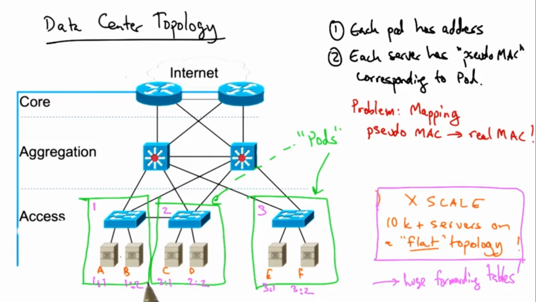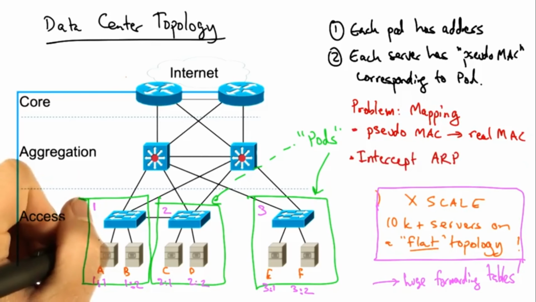Now, in such a data center topology, of course, these hosts are unmodified, so they're still going to respond to things like ARP queries with their real MAC addresses. So we need a way of dealing with that, as well as a way of mapping pseudo MAC addresses to real MAC addresses. The solution is as follows.